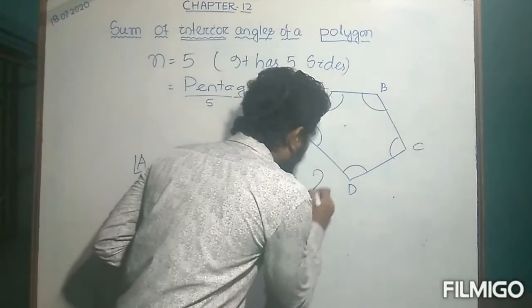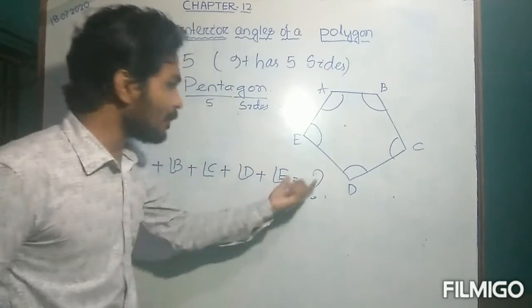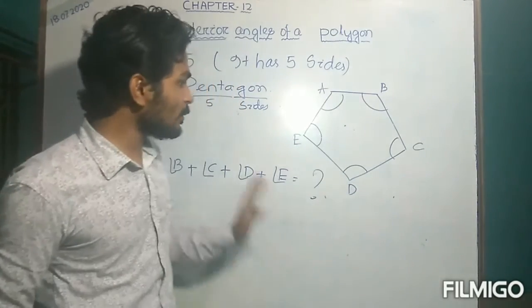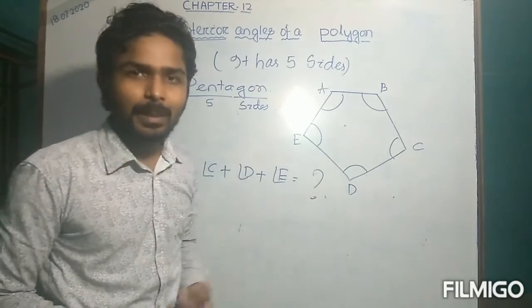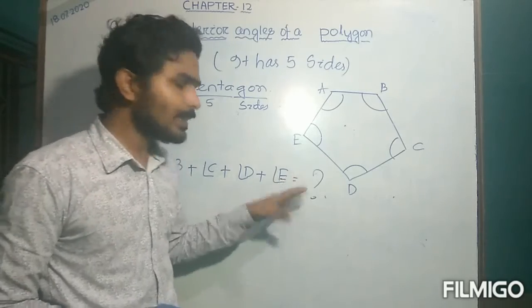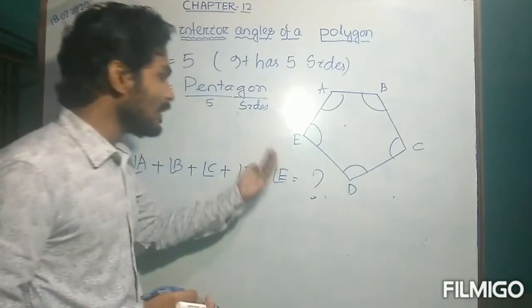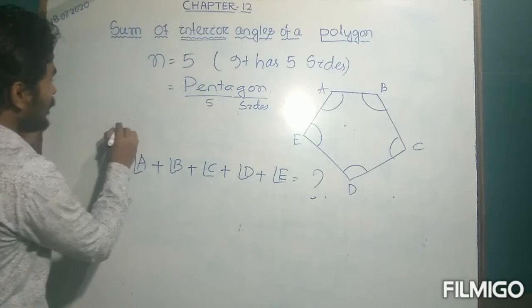So what is that sum? If it is a quadrilateral, then we can say yes, the sum is 360 degrees. If it is a triangle, then the sum is 180 degrees. But since it is a pentagon having 5 sides, what is the sum of the interior angles? Do we know it? No. So for this we need a formula. Let's see what the formula is.